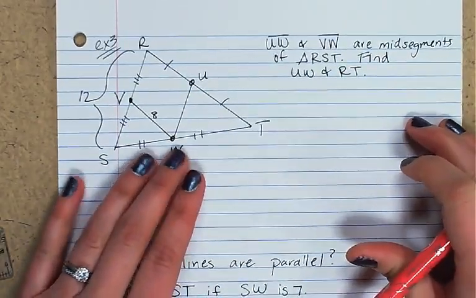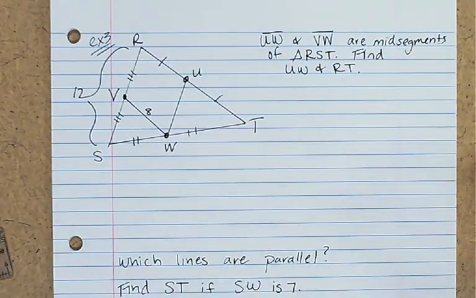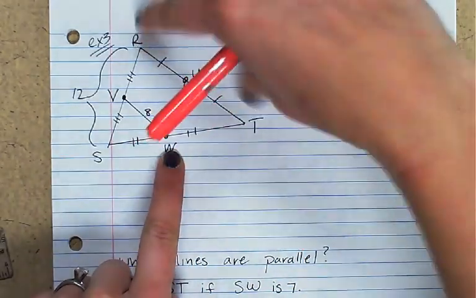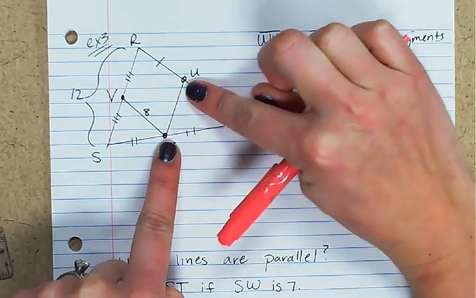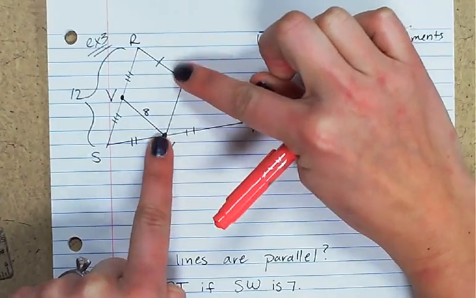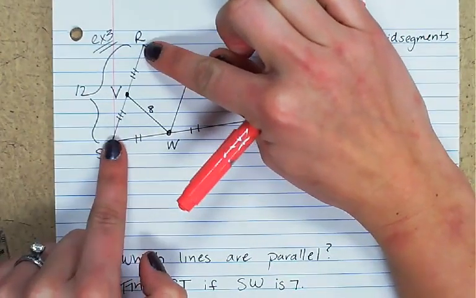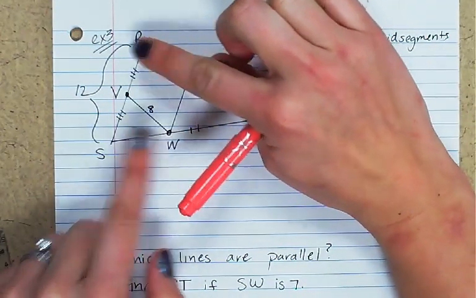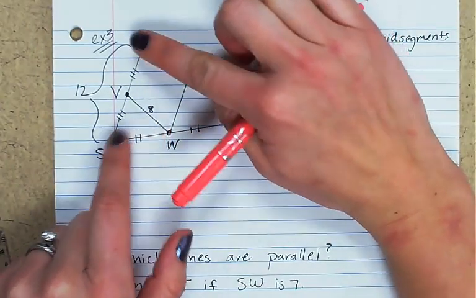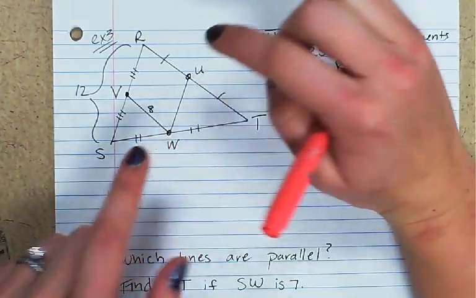The next thing that they talk about in the video is the mid-segment theorem. And what that says is if you connect midpoints, so if I have the midpoint of ST is W and the midpoint of RT is U, if you just connect them, then that becomes a mid-segment. And the mid-segment is always parallel to the base it goes with. So those two lines are going to be parallel right there. And then this is going to be half as big.